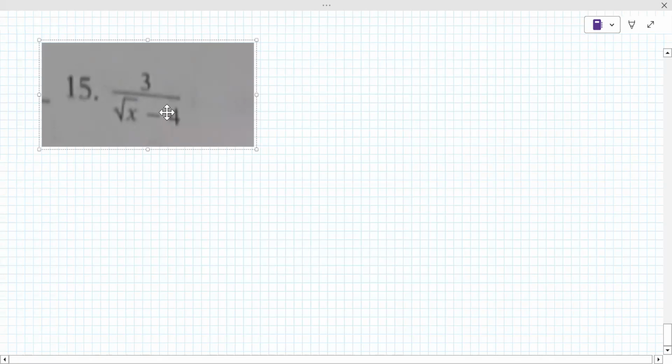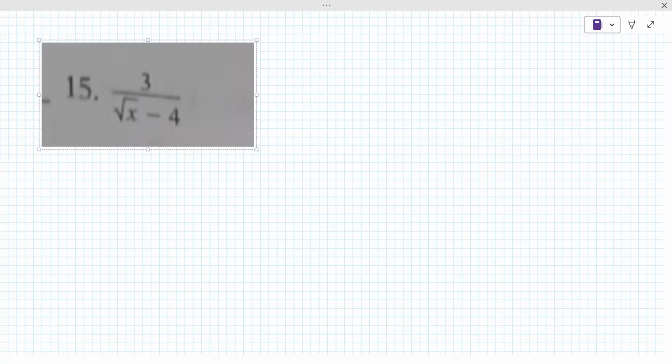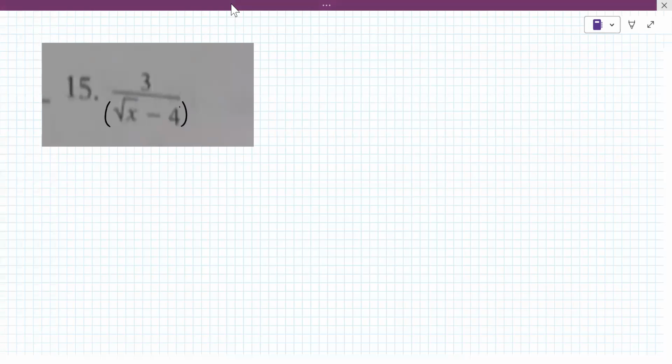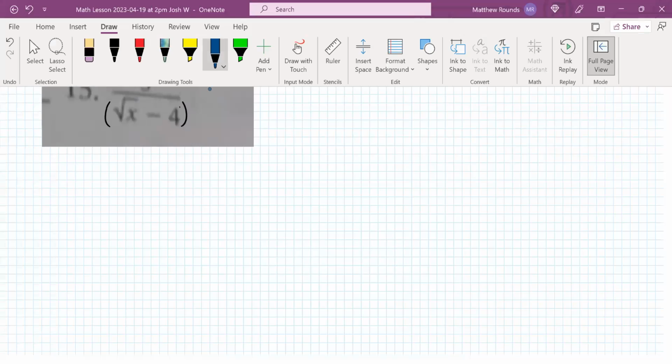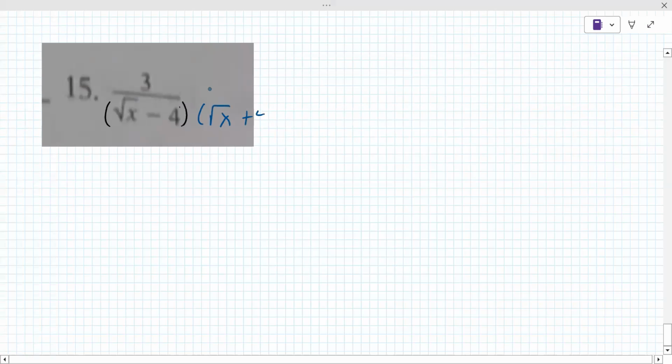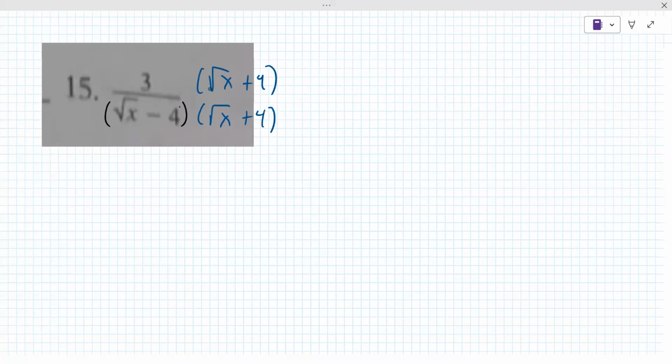Do you remember the conjugate stuff from earlier? Do you remember what we did with conjugates? It was just basically the opposite. If it was a negative sign or subtraction, it would be an addition. Yes. So in this problem, you're going to take the square root of x and add 4, but you have to multiply both the top and the bottom by this.